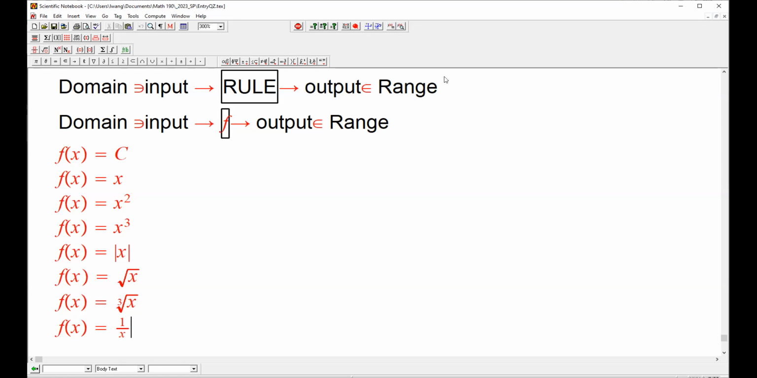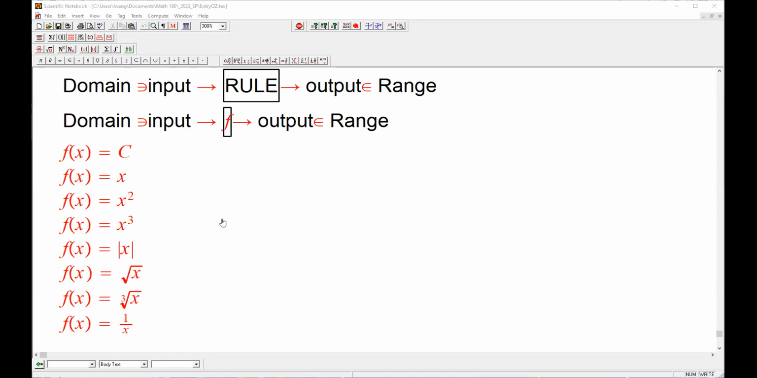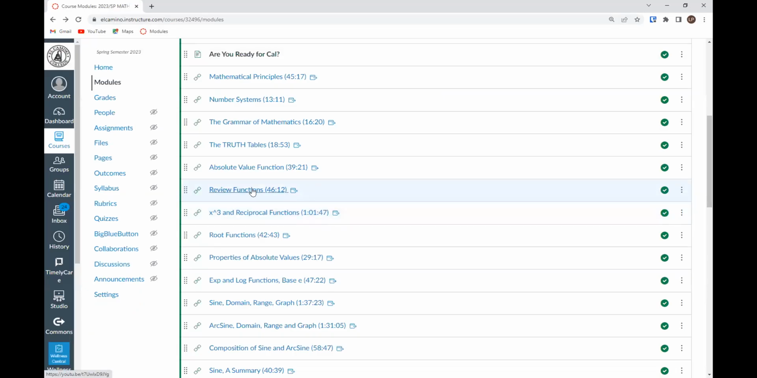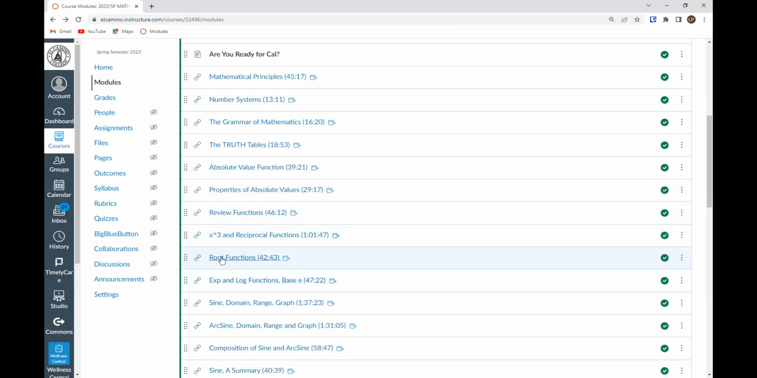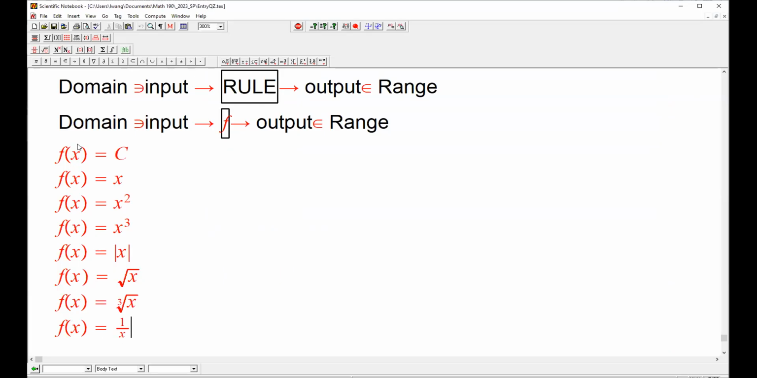Let me get to Canvas. These functions are covered here: review functions, x cube functions, reciprocal functions, root functions, property of absolute value, which you can study with the absolute value function. So this is about these basic functions, all 1, 2, 3, 4, 5, 6, 7, 8. These 8 functions we're going to use. You're going to use them in calculus classes, not only in Calc 1, but in Calc 2 as well.